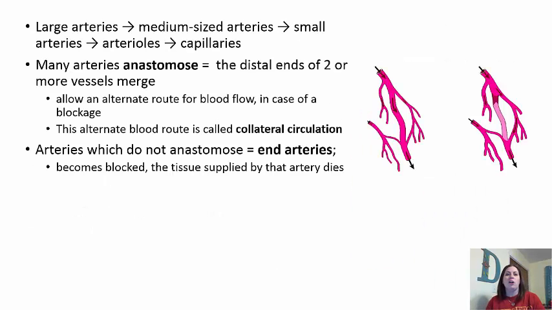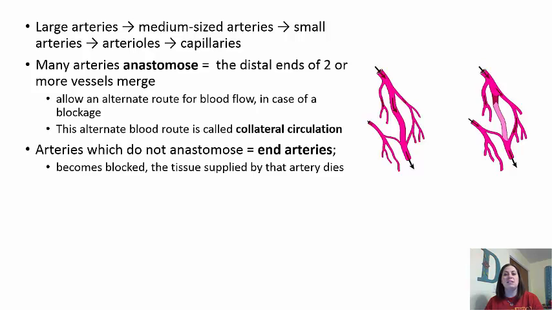Now, when we look at arteries, large arteries are going to go into medium-sized arteries, which then transition into small arteries, which then transition into arterioles. Arterioles are tiny arteries that connect to capillaries. All right, capillaries we'll talk a little bit more about later, and then they're going to connect to the vein side. Now, many arteries have what we call anastomosis.